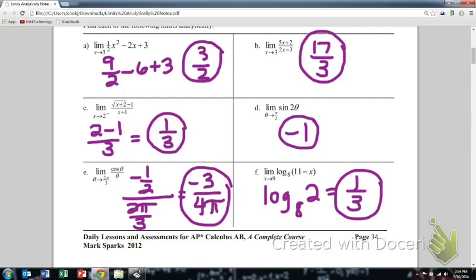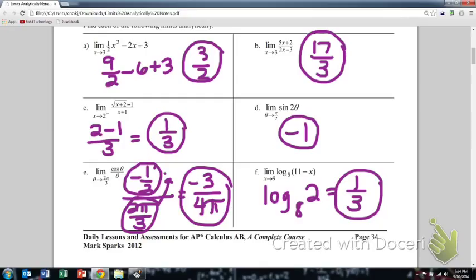Part D, you plug in pi over 2, and 2 times pi over 2 is going to be pi. If you look at the unit circle in your notebook, the sine of pi is negative 1. If you plug in 2 pi over 3, the cosine of 2 pi over 3, if you look in your unit circle, is negative 1/2. Then you're dividing that by 2 pi over 3, so you have to keep it, change it, flip it. You keep the negative 1/2, change it to multiplication, flip the 2 pi over 3. And so you should get negative 3 over 4 pi.